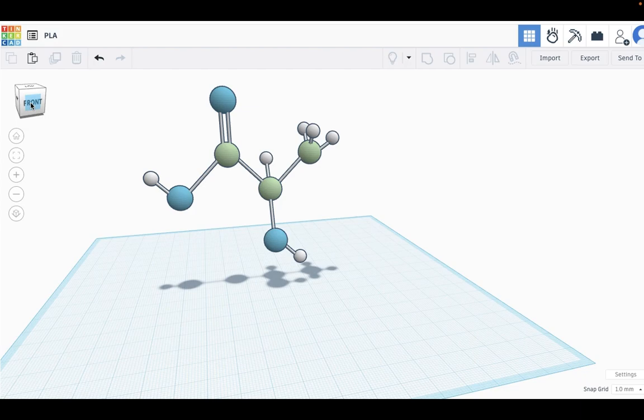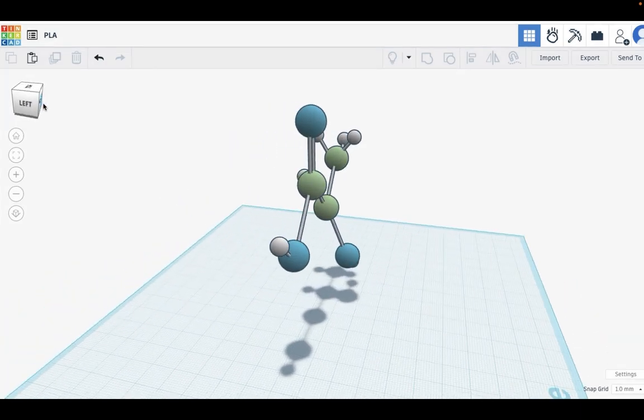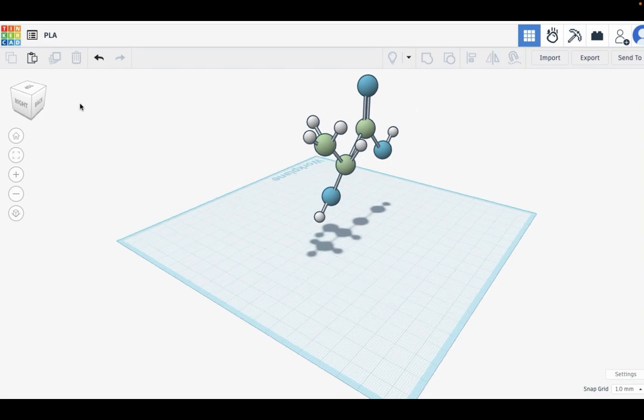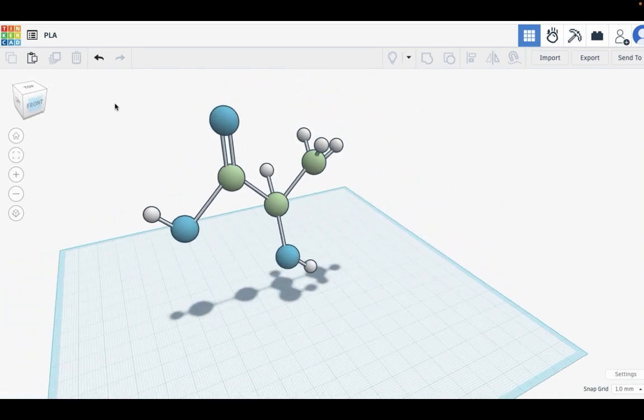And this is my 3D model for the lactic acid monomer on Tinkercad, with the chemical formula of C3H6O3.